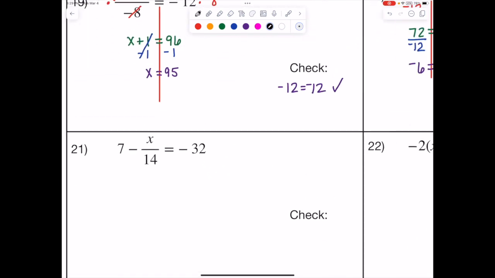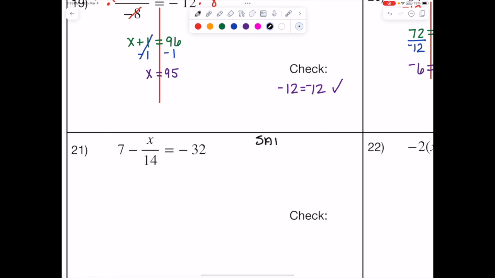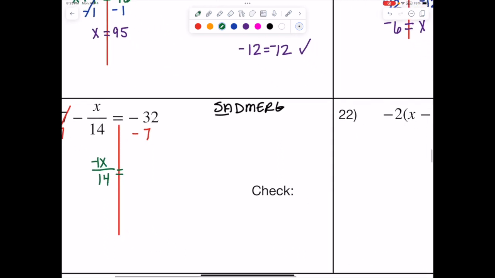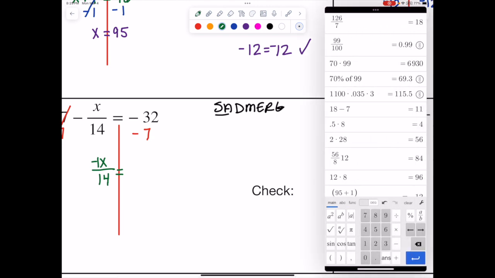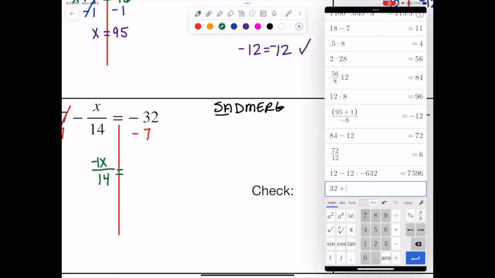So we're doing opposite order of operations, SAD-MERG. Do we have any addition, subtraction? Well, we do. We have a positive 7 over here. So let's separate your workspace, and we're going to subtract 7 from both sides first. Cross that out. We have a negative x over 14, or a negative 1x if you want to make it a little more user-friendly, equals negative 32 minus 7. So that's negative 39.